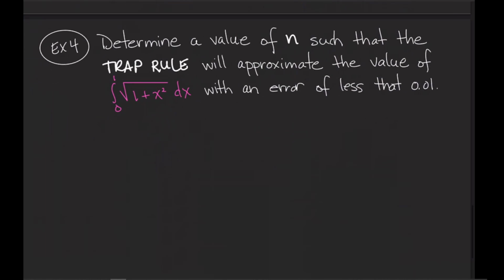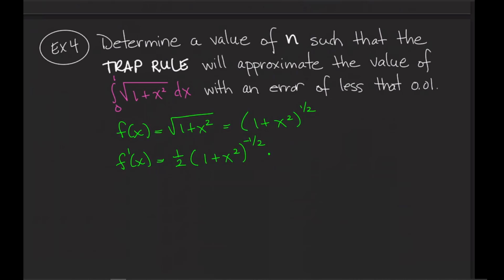What if we want to figure out what our n has to be so that we can be within a certain error? All right, first thing we need to do, so we have our f of x is the square root of 1 plus x squared, or I can write this as 1 plus x squared to the 1/2 power. So my first derivative would be 1/2 times 1 plus x squared to the negative 1/2 times the derivative of the inside, which would be 2x.